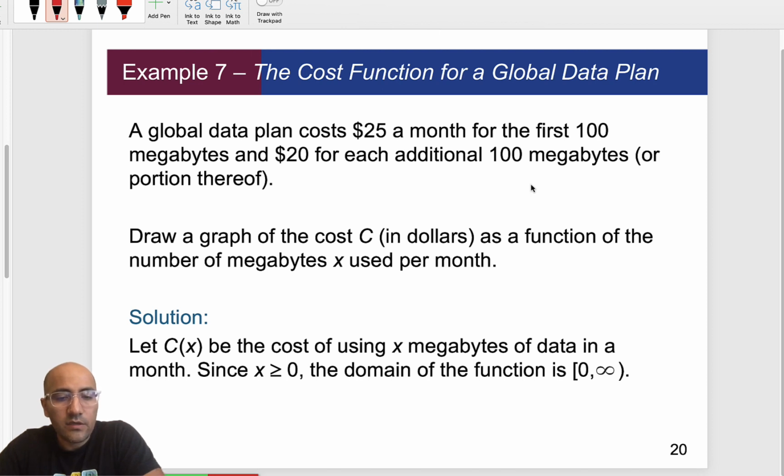So x is always going to be greater than or equal to 0, right? You can't use negative megabytes in a month. You have to use 0 or higher. So its domain is values from 0 to infinity.